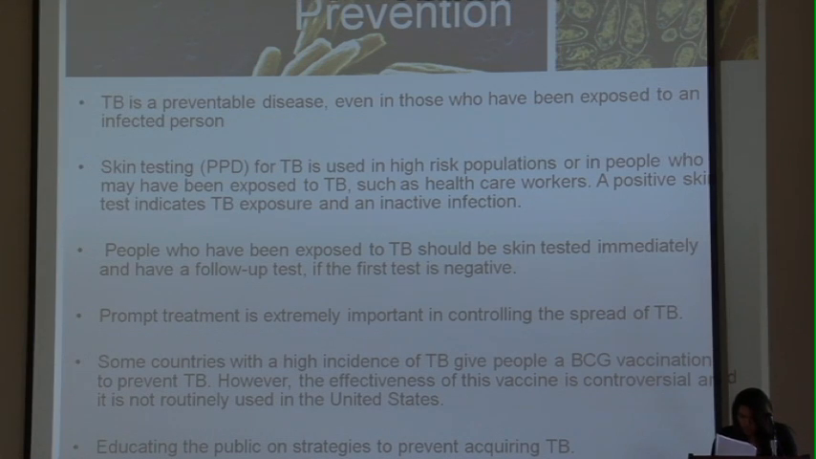Prompt treatment is extremely important in controlling the spread of TB. Some countries with high incidence of TB give people a BCG vaccination to prevent TB. Educating the public on strategies to prevent TB is a type of prevention.